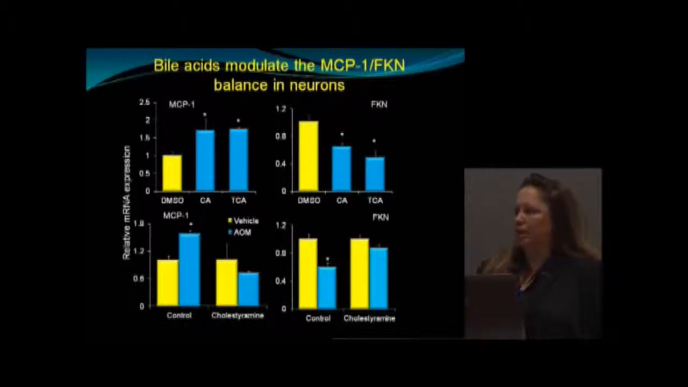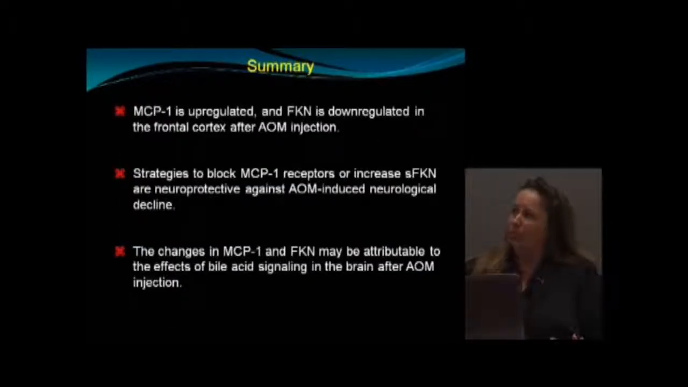And then in our in vivo model, treatment with cholestyramine seems to eliminate the upregulation of MCP1 seen after azoxymethane, as well as eliminating the downregulation of fractalkine seen after azoxymethane here. So to summarize the data that we have, MCP1 is upregulated and fractalkine is downregulated in the frontal cortex after azoxymethane. We believe strategies to block MCP1 receptors or increase soluble fractalkine are neuroprotective against AOM-induced neurological decline. And lastly, the changes in MCP1 and fractalkine may be attributable to the effects of bile acid signaling in the brain after AOM injection.